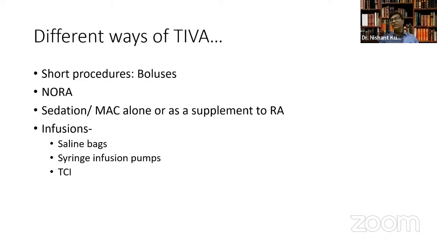Now, different ways of TIVA. Obviously, as I said earlier, we all have practiced TIVA one way or the other. For short procedures we give boluses, specifically in non-operating room anesthesia. How many have given boluses of propofol or fentanyl or ketamine when the effect of spinal is wearing off in an orthopedic surgery or any other surgery or a cesarean, and the surgeon says I'll just take 10 more minutes, or the patient is just starting the peritoneum and the patient starts winking in pain? What do you do? You hold oxygen, you give a bit of propofol, give a bit of ketamine.